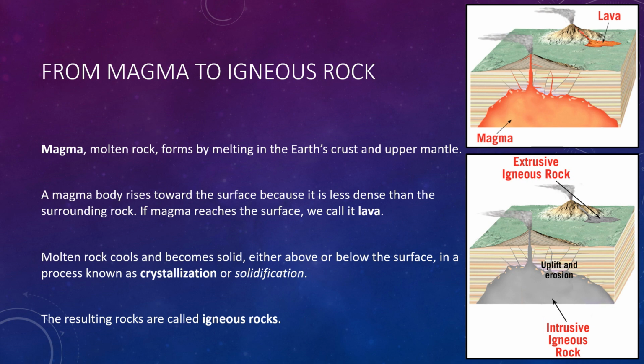Eventually, molten rock cools and solidifies in a process called crystallization or solidification. Molten rock may solidify either beneath the surface or, following a volcanic eruption, at the surface. In either situation, the resulting rocks are called igneous rocks.